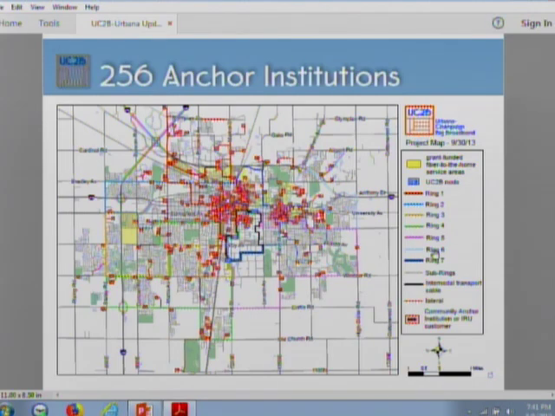We had 256 anchor institutions. That's a lot of anchor institutions for a community this size. We changed the federal government's definition of an anchor institution. They said you could have schools, medical facilities, libraries, public safety buildings. And then they had an other category. They didn't define what other was, so we said, okay, other.